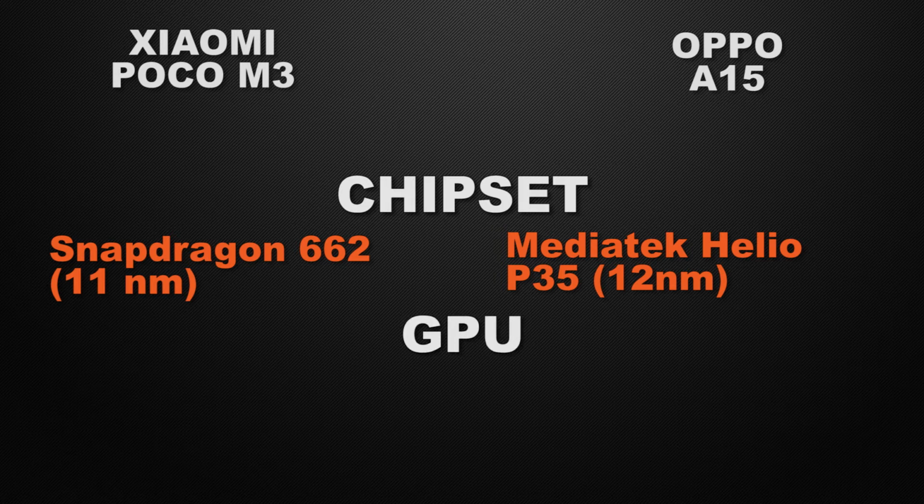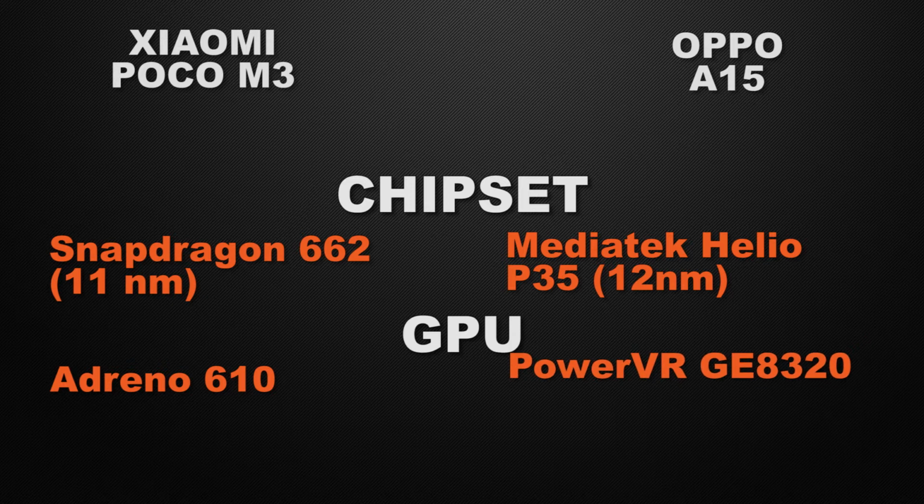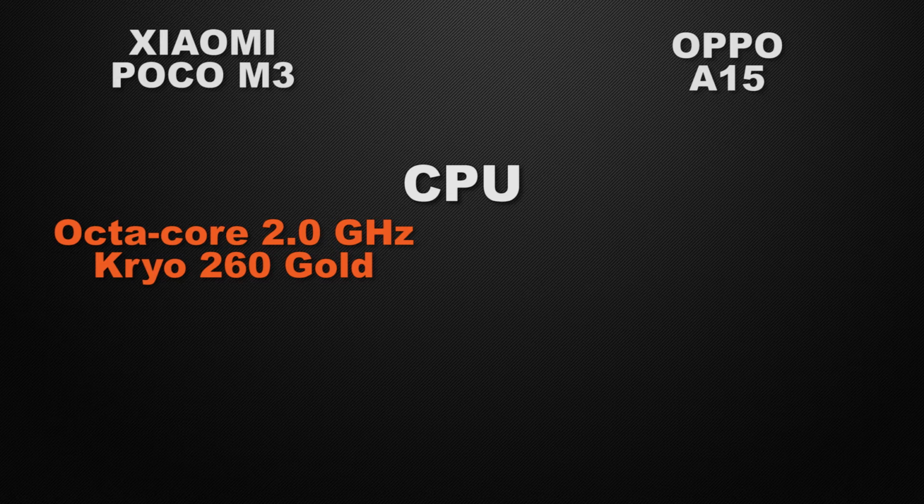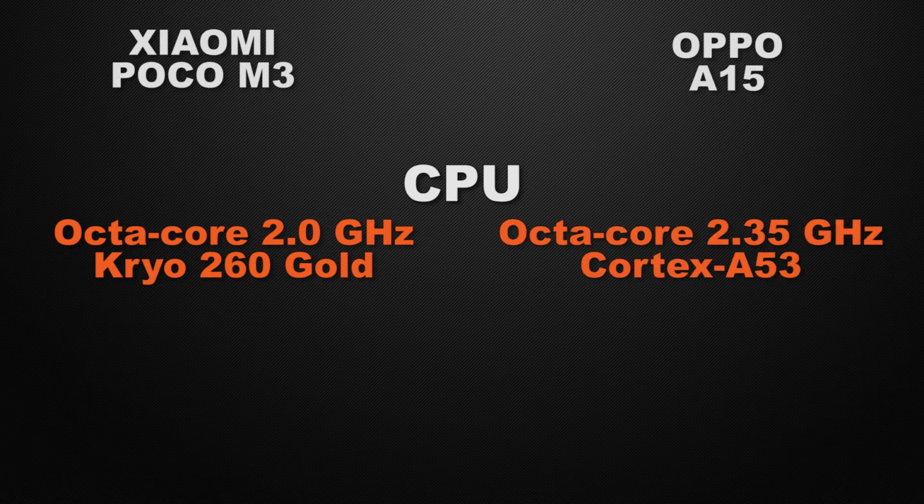And about the GPU of the devices, M3 comes with Adreno 610 GPU, whereas A15 comes with PowerVR. So the winner here is M3 because it can give you more FPS in games. Let's talk about the clock speed of the devices. M3 can clock at 2.0 GHz based on an octa-core Kryo chipset. On the other hand, A15 can clock at 2.35 GHz based on an octa-core Cortex chipset. So the winner here is A15 because of higher clock speed.